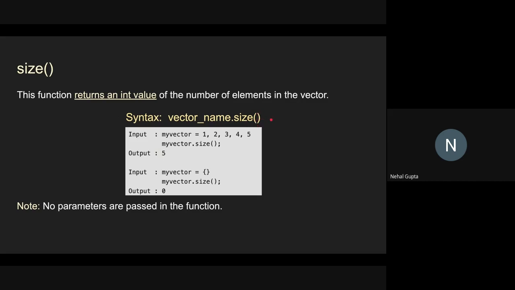This function is very, very useful because in case of loops, like for loops in vectors, the initial starting position can be 0, 1, whatever according to the question. But you signify the end, like the upper bound of the for loop, by vector name dot size. I will also show this to you in a later example because you might not be able to visualize it right now. But that is how the size function works.